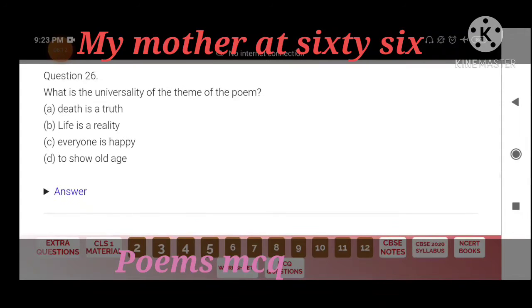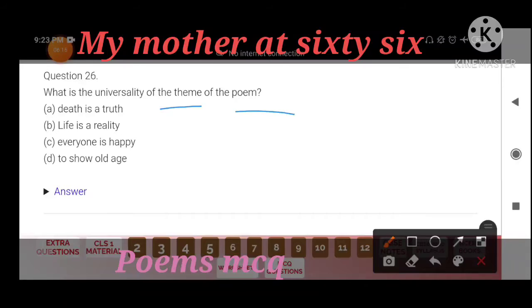What is the universality of the theme of the poem? Death is true, life is reality, everyone is happy, and too old age. The answer is death is a truth.